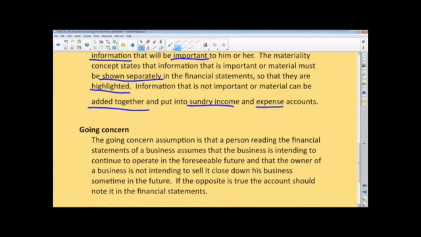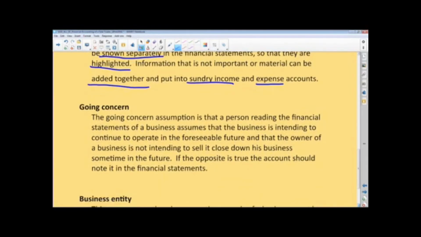Our fifth GAAP principle today will be your going concern. So let's mark it as number 5. The going concern assumption is that a person reading your statements of a business assumes that the business is intending to continue to operate in the foreseeable future and that the owner of the business is not intending to sell or close down his business sometime in the future. If the opposite is true, the accountant should note it in the statement.